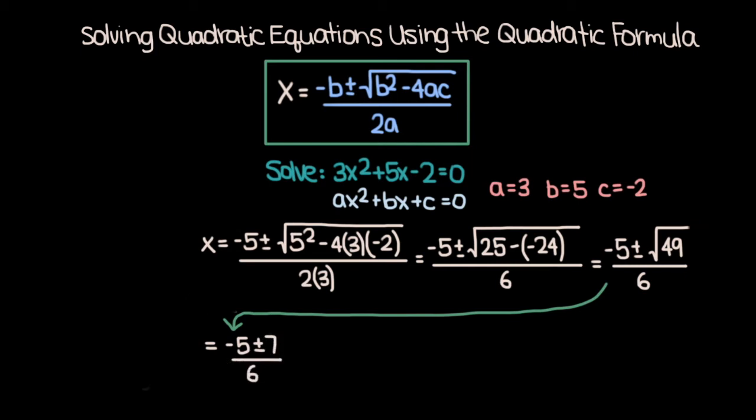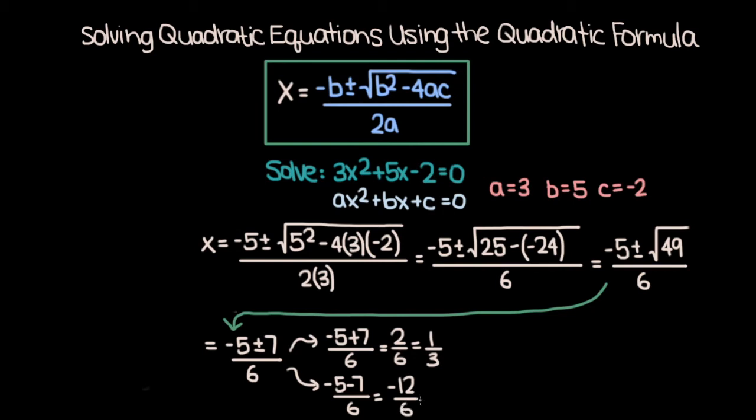Now let's split this up into the two different solutions. The first solution is negative 5 plus 7 divided by 6, which is 2 divided by 6, which is 1/3. And the second solution is negative 5 minus 7 divided by 6, which is negative 12 divided by 6, which is negative 2. And so the solutions to this quadratic equation are x is equal to 1/3 and x is equal to negative 2. And it makes sense that we have two real solutions because the discriminant, which in this case was 49, is positive.